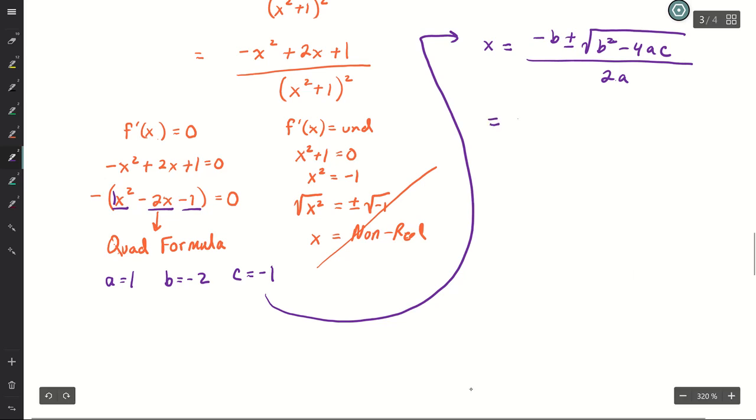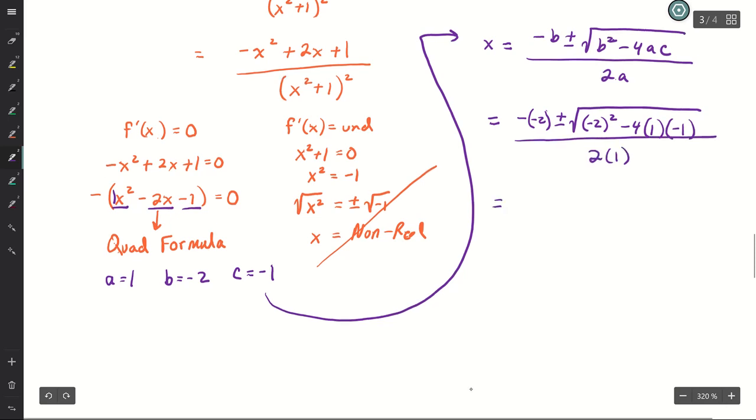So be careful here. It's a negative and negative 2, and then plus and minus square root would be negative 2 all squared minus 4 times 1 times negative 1, and then all over 2 times 1. The negative 2 would make it positive 2, plus and minus. The thing you square will always end up positive, so that would end up being 4. And then we have a negative 4 times a 1, that'd be negative 4, and then that negative 4 times negative 1 would be positive 4.